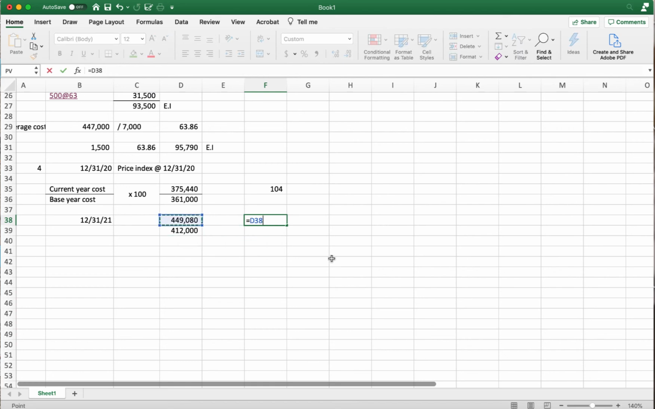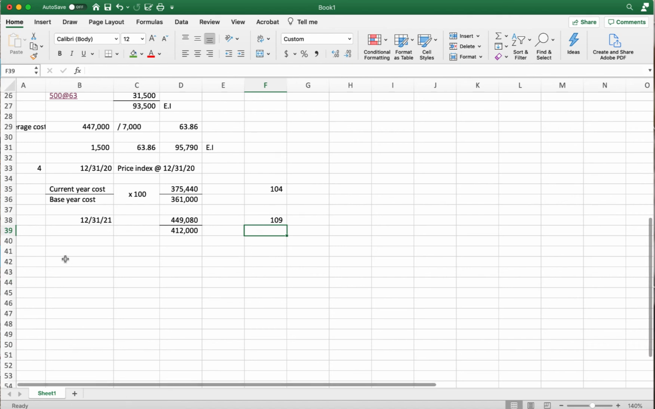Super easy. I take my 449,080, divide it by my 412,000, multiply it by 100, and I get 109. So those are my price indexes, okay? So the next thing I need to do is look at the dollar value LIFO inventory for 2021. Super easy for us to do.